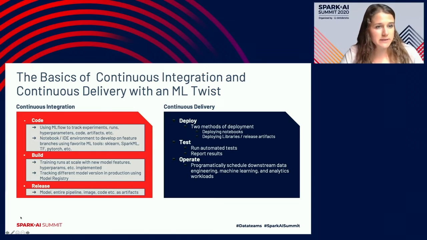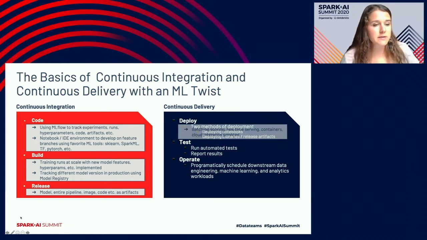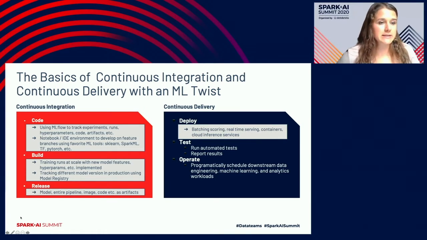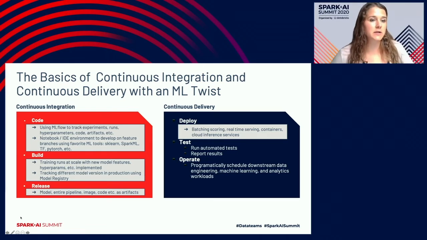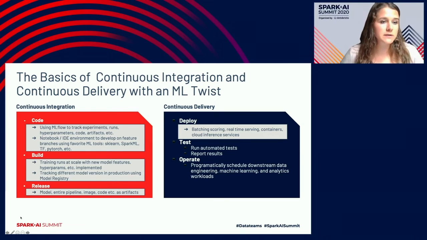So on the continuous delivery side, the deploy portion of that. What that looks like in machine learning is there's a few different methods, right? There's traditional batch inference and batch scoring, and real-time serving. So serving as a REST endpoint using containers like Docker or Azure ML containers, or using cloud inference services. So that's the SageMakers, the Azure MLs of the world.